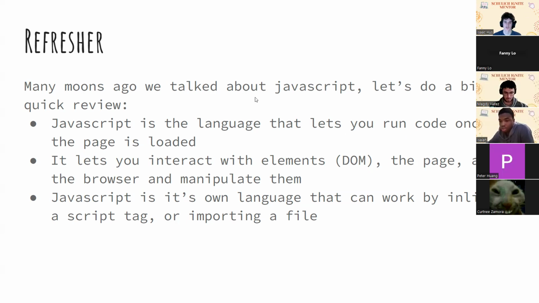It lets you run code once the page is loaded. So we've done HTML and CSS, and then now JavaScript lets us run actual code on a website. We focused on how to make the page look how we want it to, but now we don't know how to do stuff on the page. And that's where JavaScript comes in. It lets you interact with the web page itself, and that's called the DOM, or the document object model. And then it lets you manipulate things on the page.